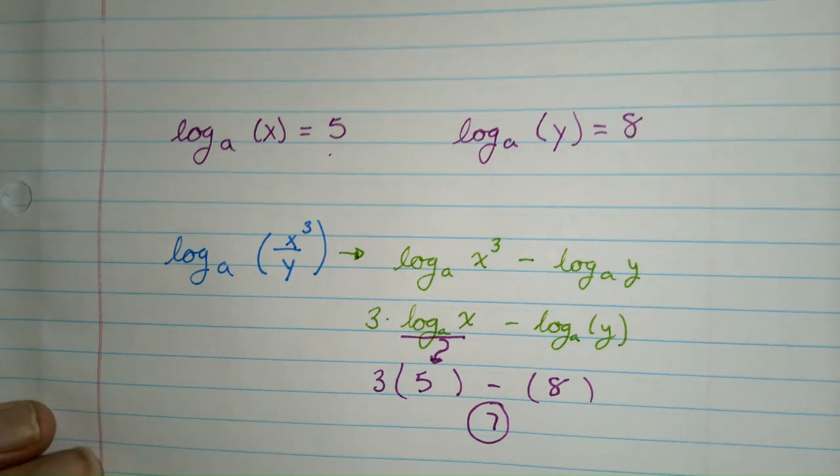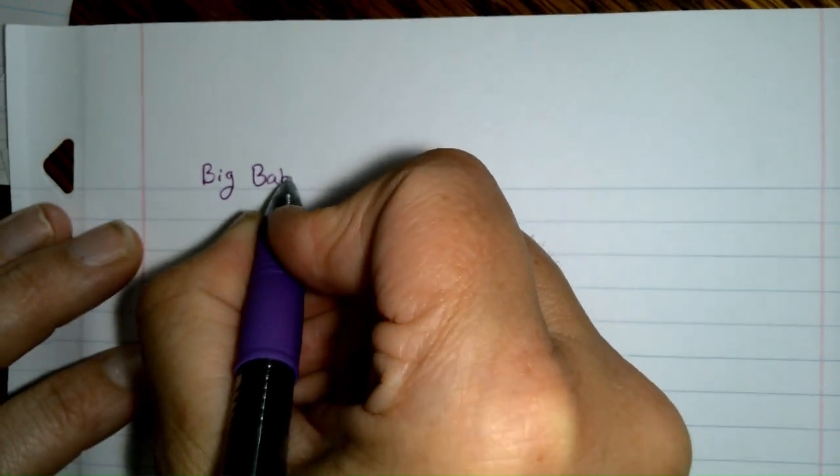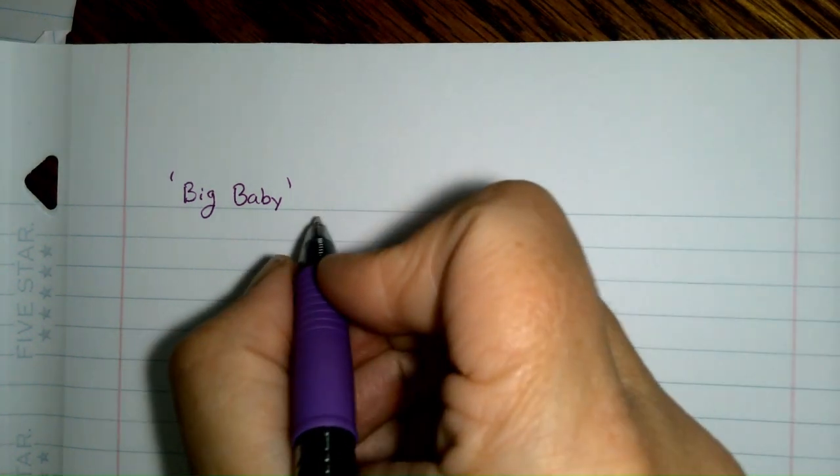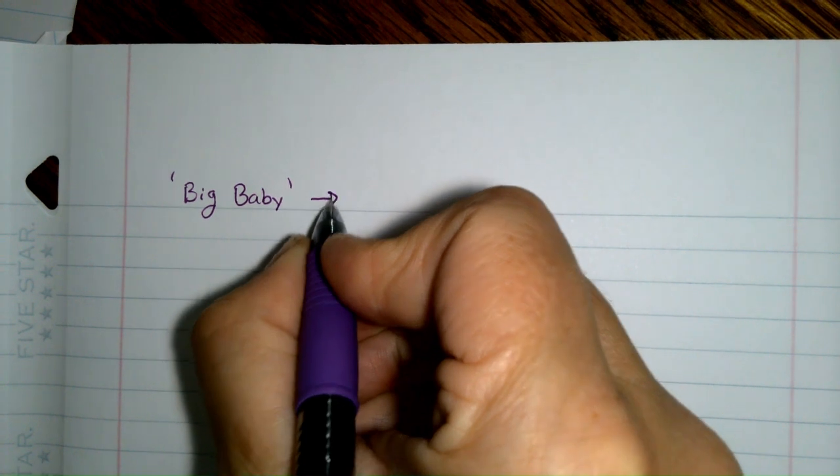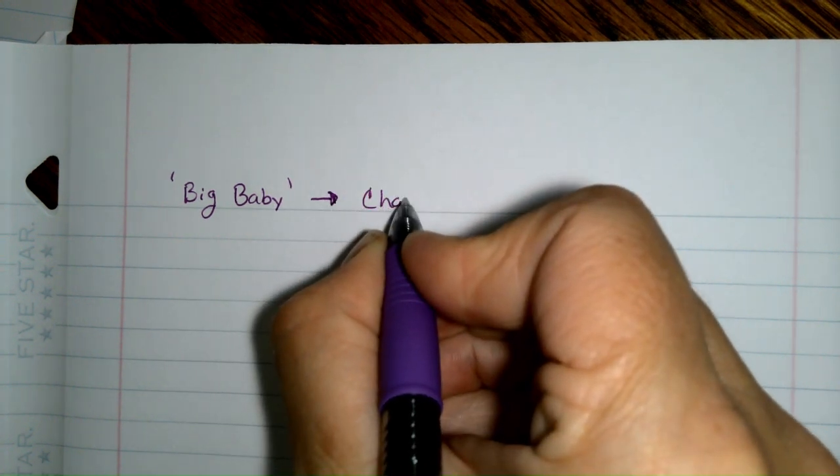However, there is a way to type these in your calculator, and that's the last rule that we have. I actually had one student call this the big baby rule, and I'll explain why. That was almost 20 years ago when the student called it that, so it's been a while. The formal name is change of base.